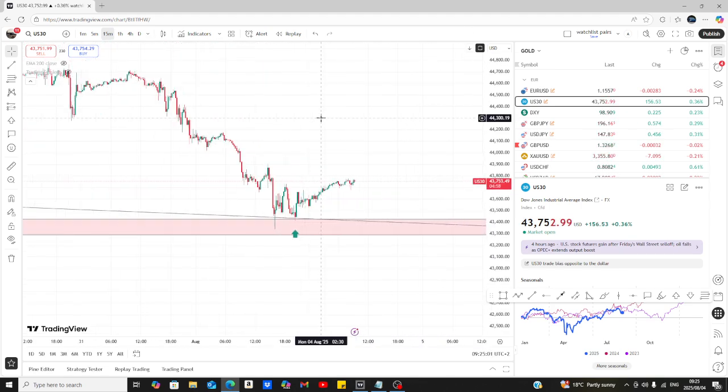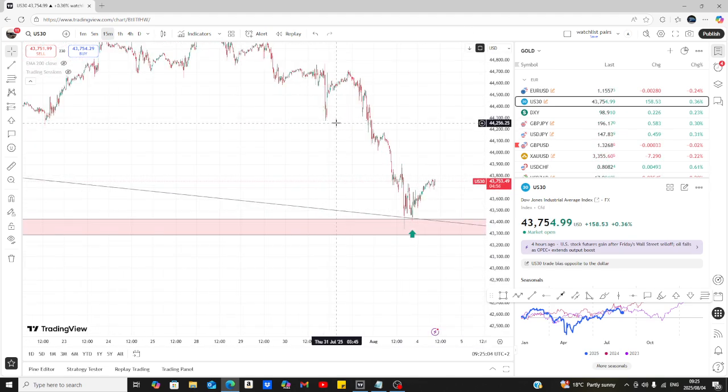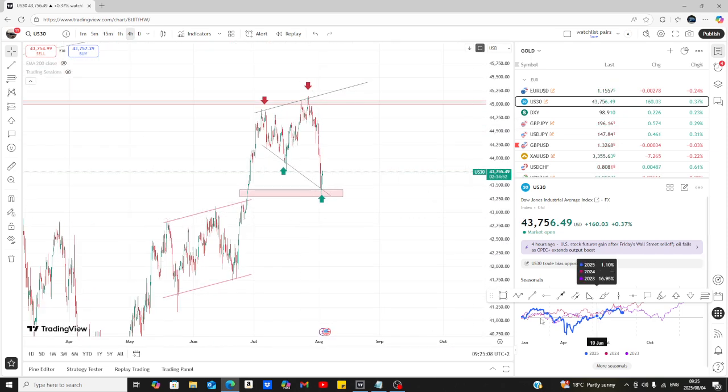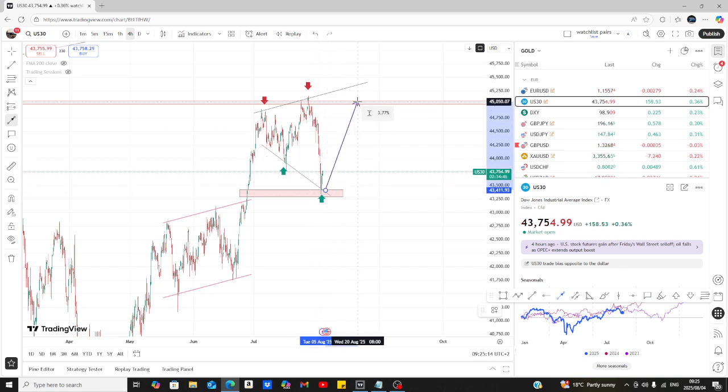Let's just see. Yeah, so the price is kind of dragging, right? So for US 30, I would be interested in entering long positions. I would not be interested in entering short positions up until we reach this key zone right here.